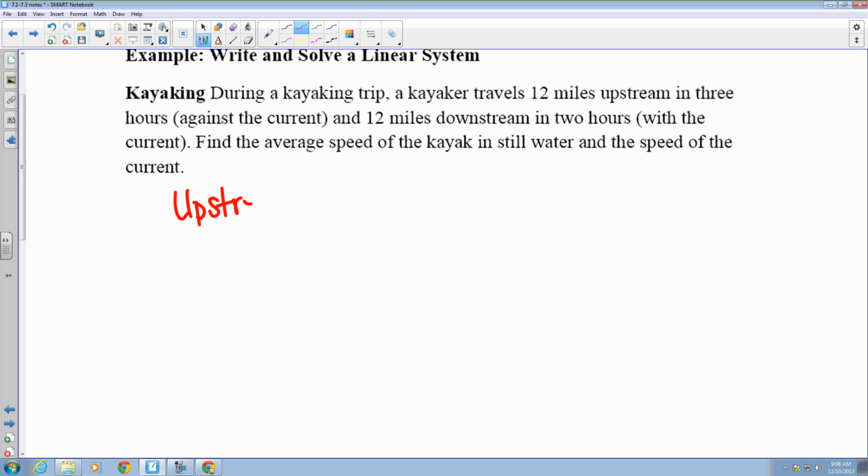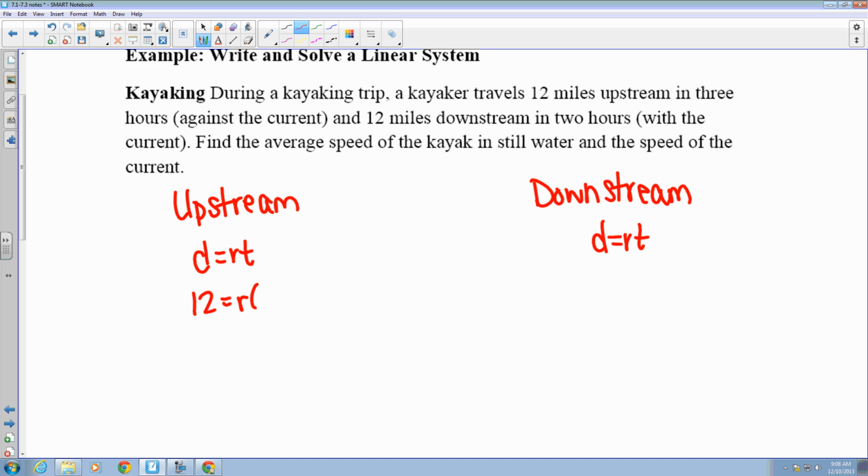We need to find out what the speed is when he's going upstream and when he's going downstream. So we're going to use the distance formula to do that both times. Upstream took 3 hours, which means he was going 4 miles per hour. And going downstream, it took 2 hours, which means he was traveling 6 miles per hour.